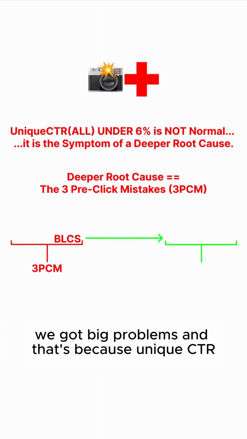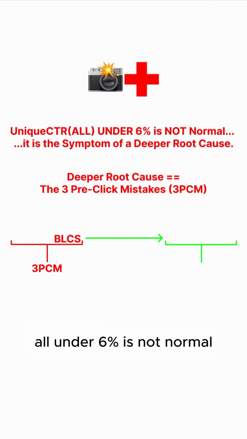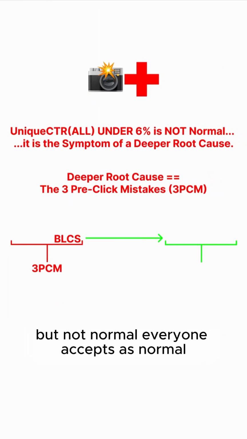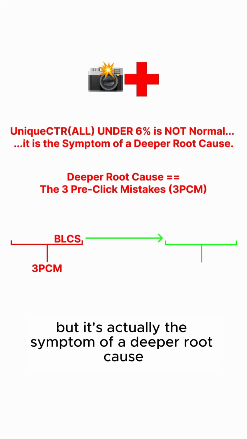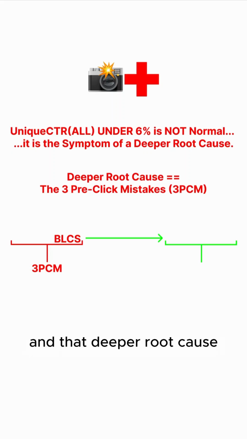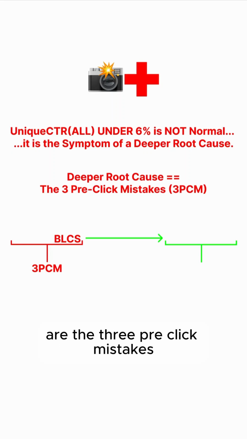And that's because unique CTR under 6% is not normal. Extremely common, but not normal. Everyone accepts it as normal, but it's actually the symptom of a deeper root cause. And that deeper root cause is the 3 pre-click mistakes.